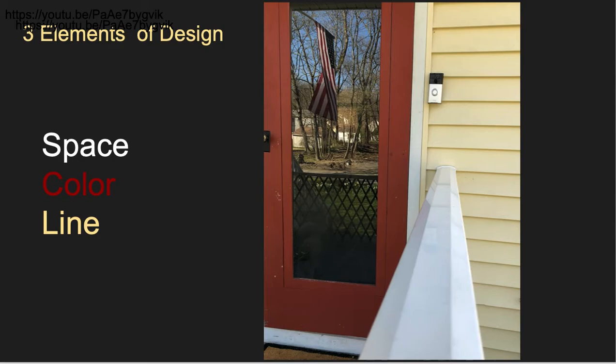There's also color, there's reds and yellows, and line. Line is everywhere in this photograph. The line of the leading railing, the line of the siding on the house, the line surrounding the door, and if you look in the reflection, the lines of the trees, the lines in the flag, and the gate that keeps my little dog from jumping off the porch has crisscrossed diamond-shaped lines.